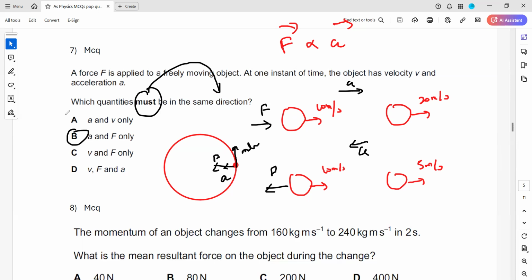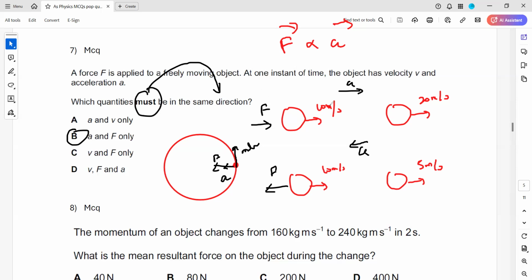It can be a simple harmonic motion. It can be a circular motion. It can be a rectilinear or a translatory or a straight line motion. In all the cases, the direction of the acceleration is the same as the direction of force.